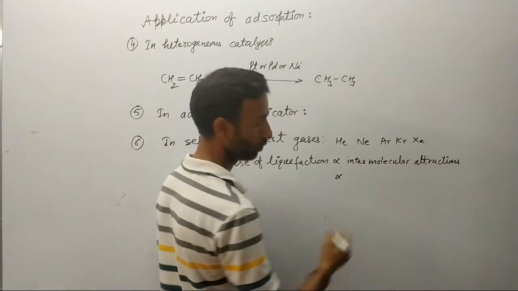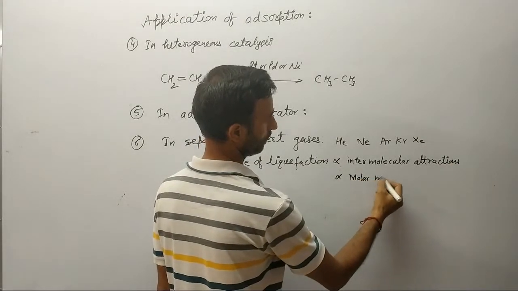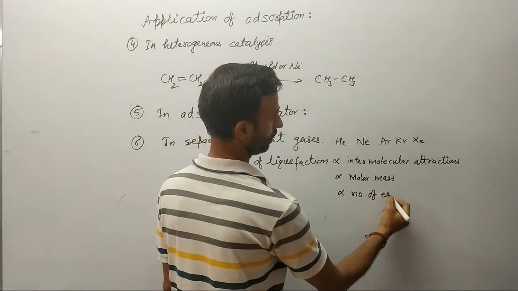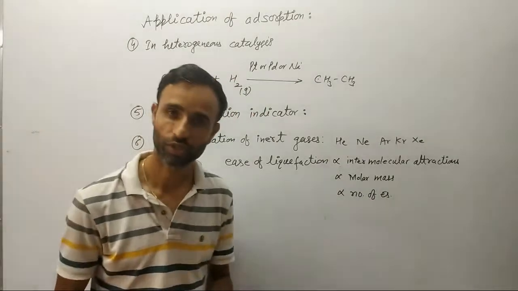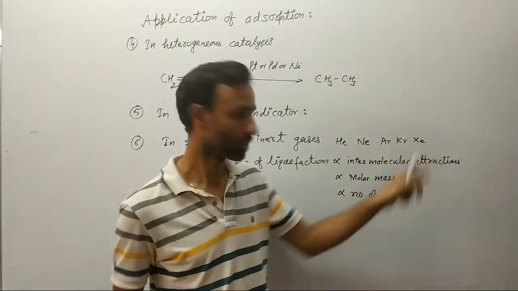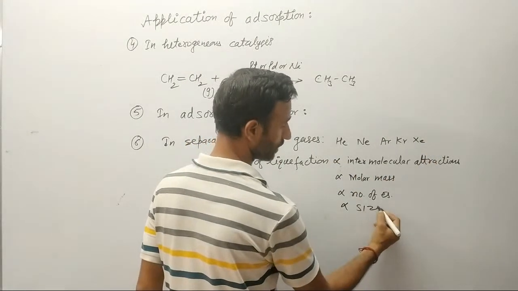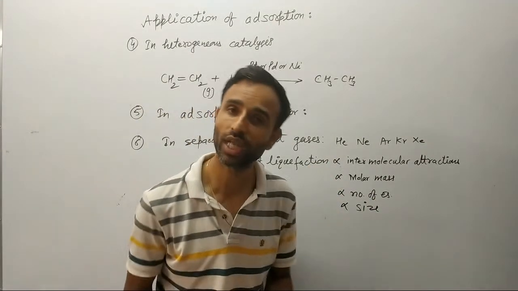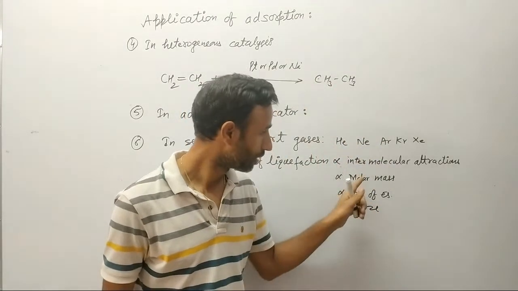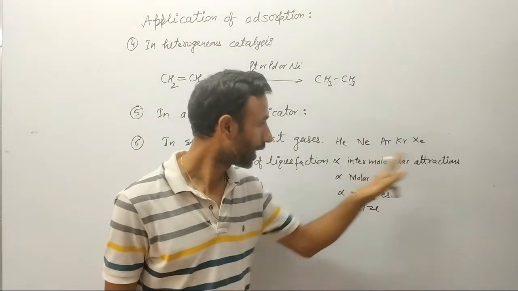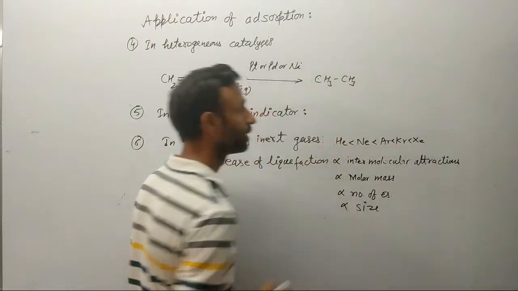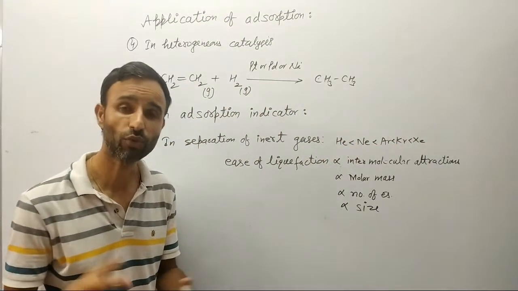It is proportional to molar mass. It is proportional to number of electrons, and also proportional to size. So the size of xenon is largest, the number of electrons in xenon is maximum, the molar mass of xenon is more, and the intermolecular attractions of xenon are maximum. That's why this is the order of ease of liquefaction.